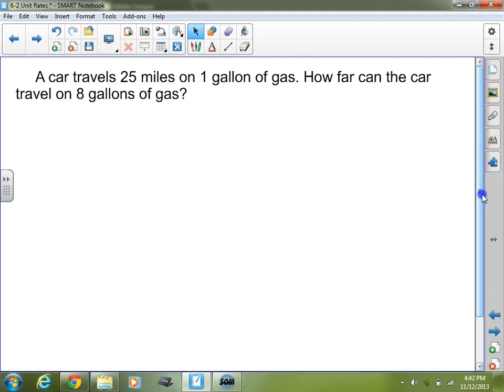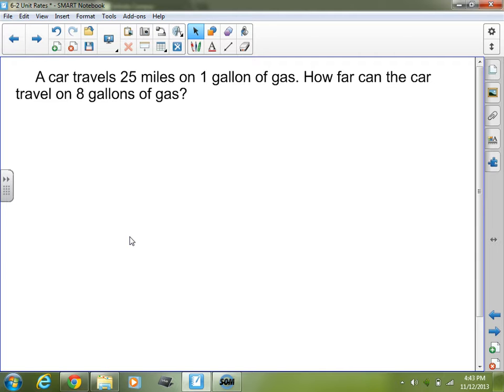Now, this next question takes it just one little step further. By the way, this is on page 274 in your textbook, so I would go ahead and open that and look at this problem. On page 274 it says, a car travels 25 miles on 1 gallon of gas. How far can the car travel on 8 gallons of gas? So now we switch the problem just a little bit. I can find the unit rate of 1, or I could set it up a little bit differently.